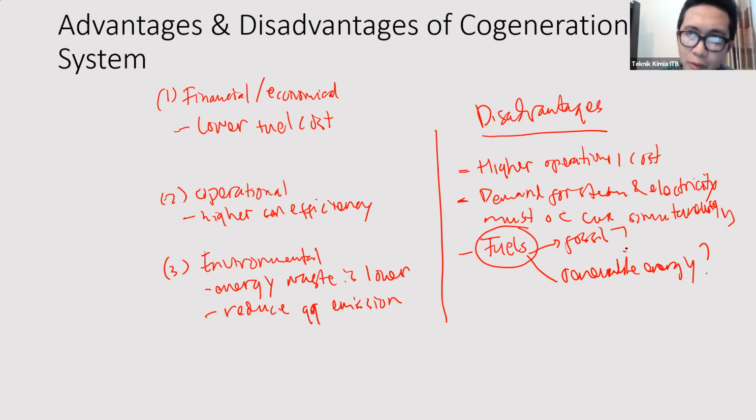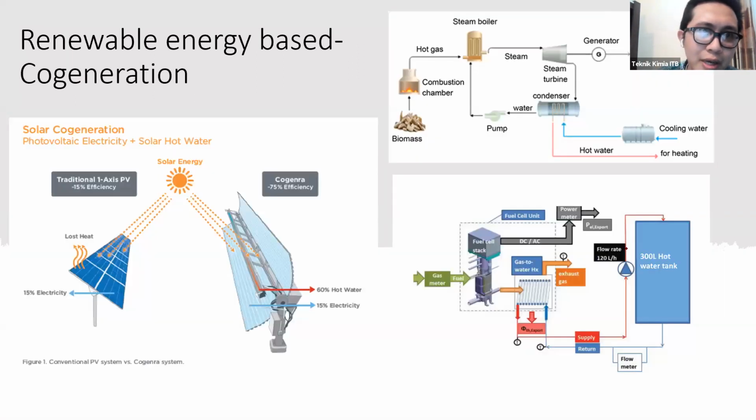Even if you compare with the conventional power plant, it will generate lower greenhouse gas emissions as well as SOx emissions. But if you still use fossil fuels, when you combust them, it will still generate air pollution, like SOx, NOx, or maybe CO2 emissions. Therefore, there is a lot of research being conducted at the moment, using several renewable energy sources to perform the cogeneration system.